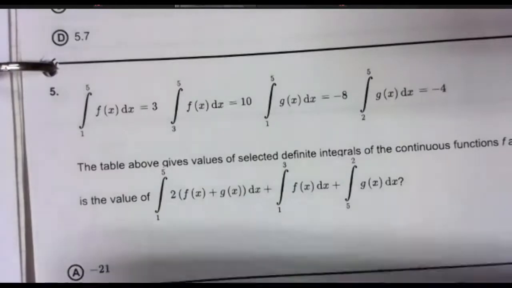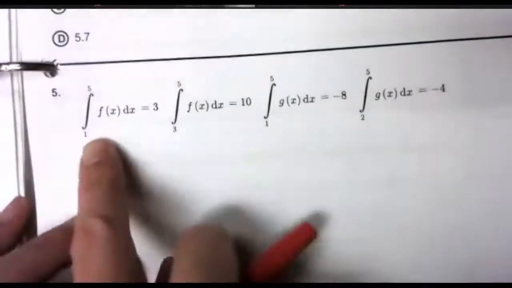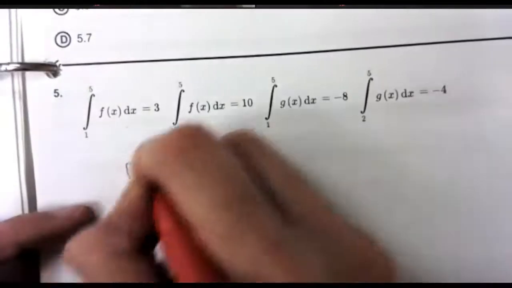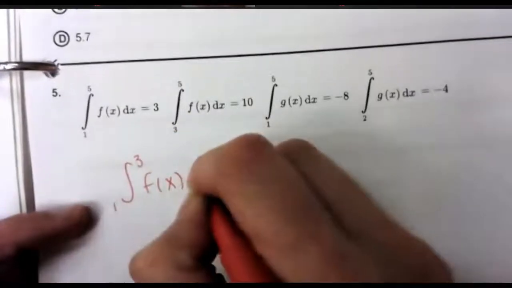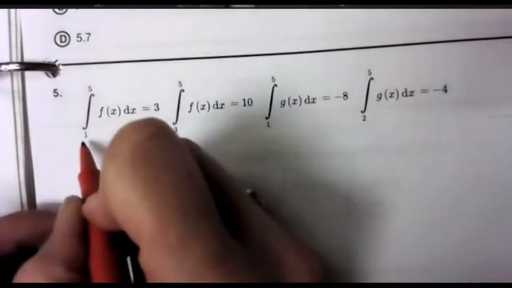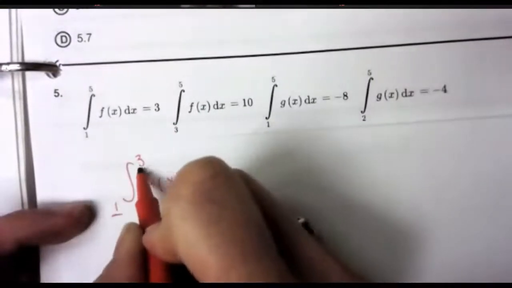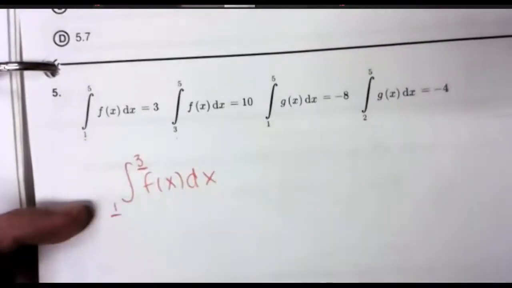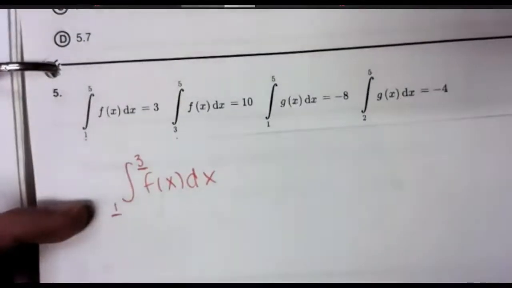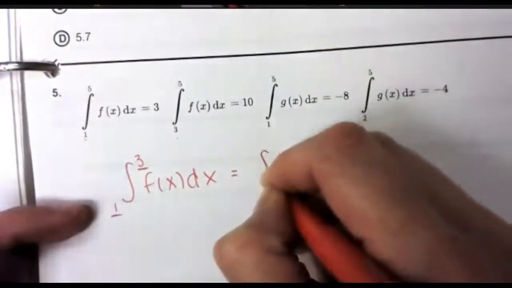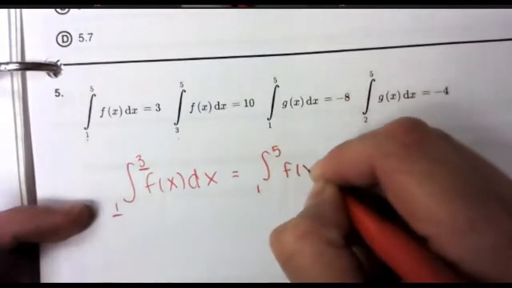All right. So if you're using these values and it asks you to find the integral from 1 to 3 of f of x dx, then I need my lower bound to be 1 and my upper bound to be 3, and I have both of those in my givens, it's just that they're both lowers. So to make them 1 lower and 1 upper, I'm going to start with the lower, the 1 to 5 of f of x dx.